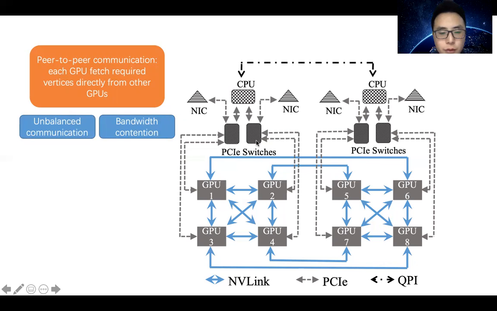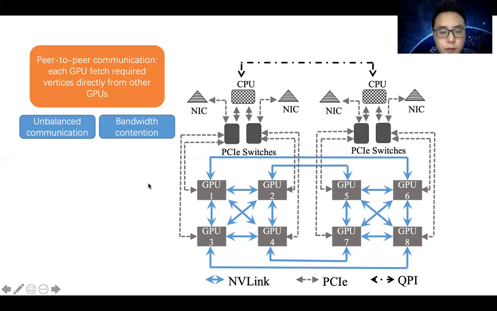Different connections between GPUs have different bandwidth. Therefore, in a peer-to-peer communication, fast links may need to wait for the slow links, which leads to unbalanced communication. What's more, different GPU connections may contend for the same link during the communication. For example, if we want to send some data from GPU 1, 3, 4 to GPU 5, they all need to go through the same PCIe to the same QPI link, which means they will contend for the QPI bandwidth.